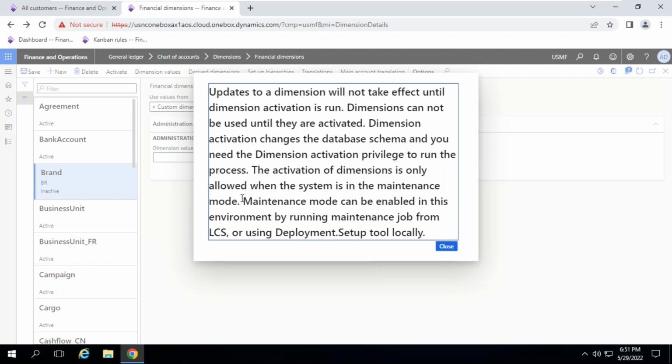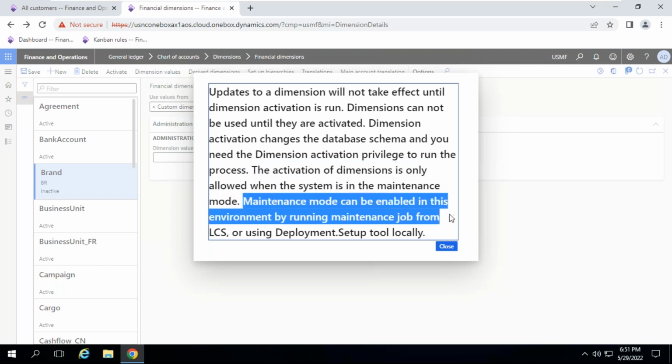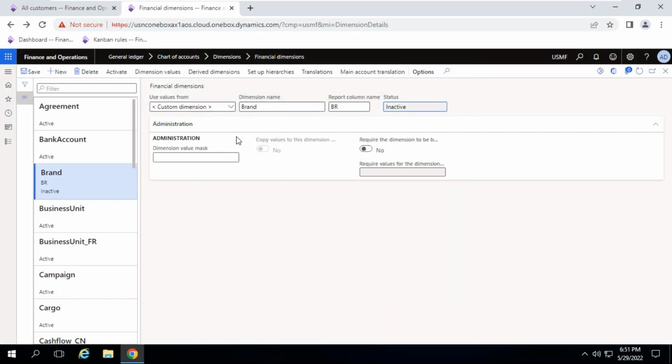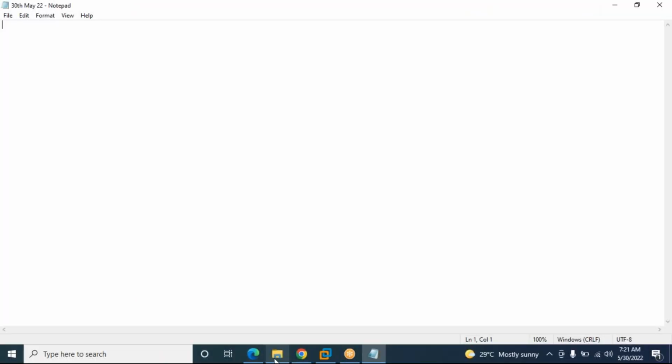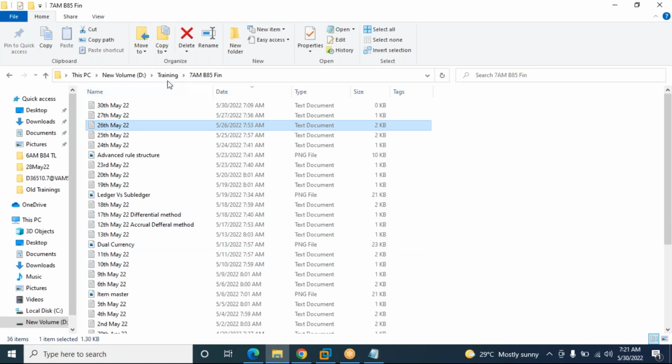Maintenance mode can be enabled in this environment by running the maintenance job from LCS or using the deployment setup tool locally. So from LCS only you can do it. Now you cannot do it. Fine, it is not possible. Now it is created, but you cannot use it. So there is an alternative solution for the time being, for your system, if you want to do it.